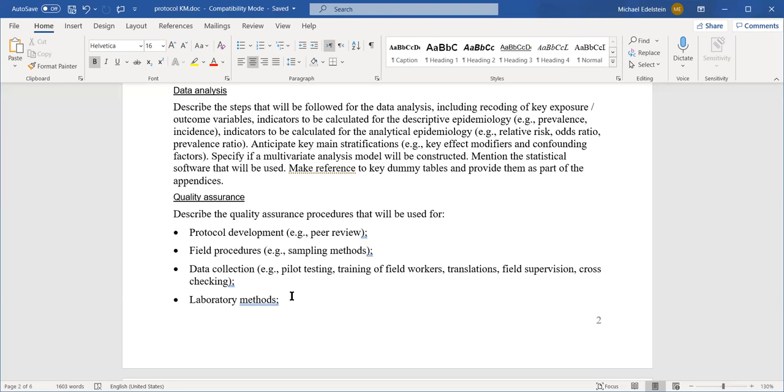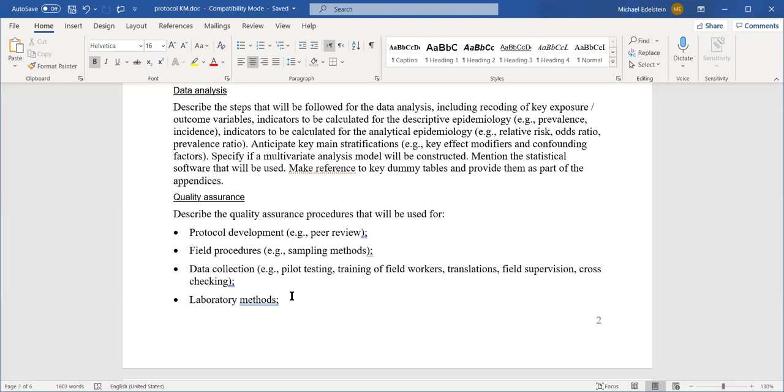It doesn't mean that you have to be completely strict about it. Sometimes things change a little bit, but overall you should think about it at this stage, and the dummy tables should be again another appendix to your protocol, and try and stick to them. You may have to modify them a little bit. It's really helpful to do it at this stage.